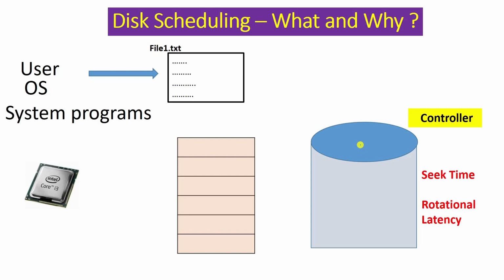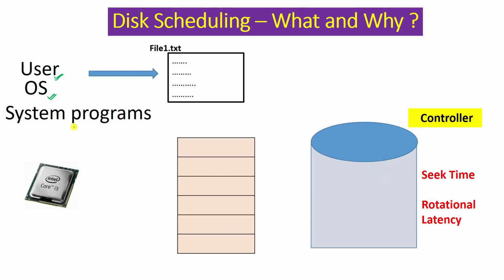Now a request to the hard disk for reading or writing data can come not only from the user, it can come from the operating system also. So let's say the operating system is doing some task in the background, some background work, and it wants to read some data, let's say some system files, from this hard disk. Then also the OS will send a request to the controller, or you can say the hard disk, right?